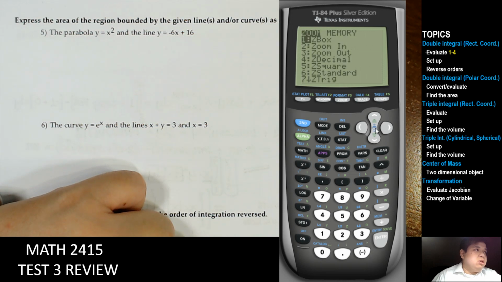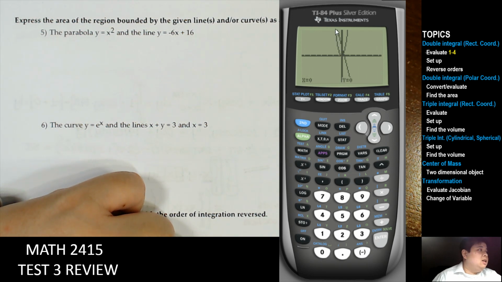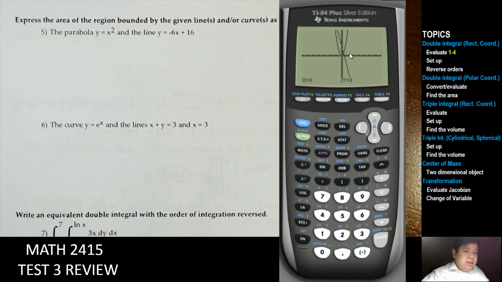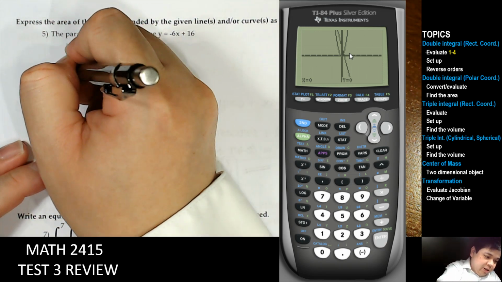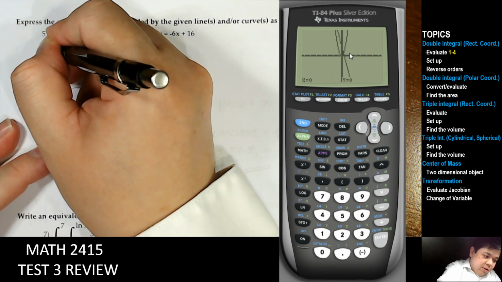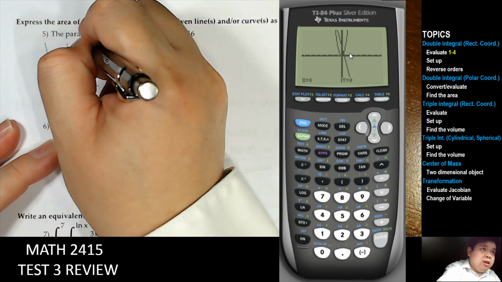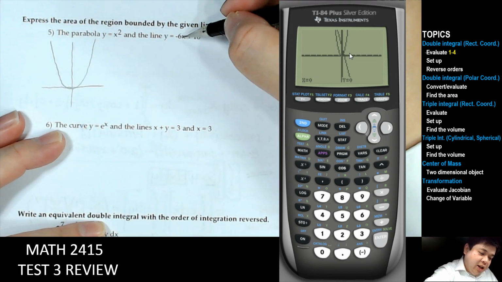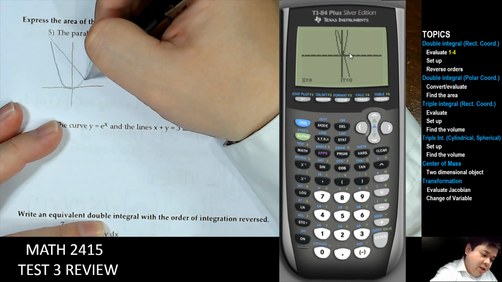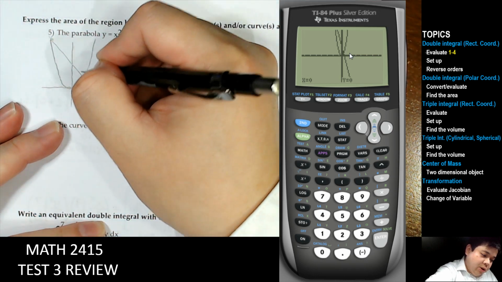Looks like we have to zoom out a little. Right. It should look like we have an intersection here and there. And the line is above the curve. So I'm going to sketch real quick. Looks like we're going to have a parabola, that x squared, and then the line negative 6x plus 16. So it's like that.